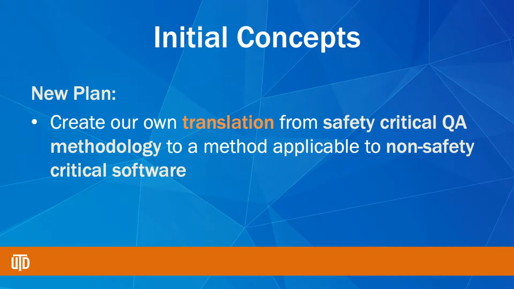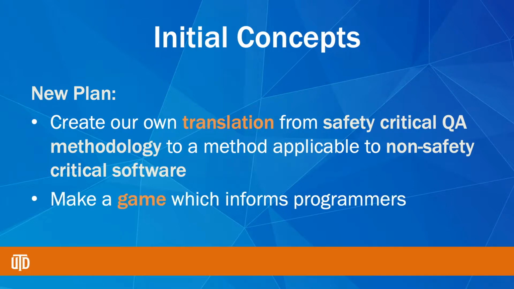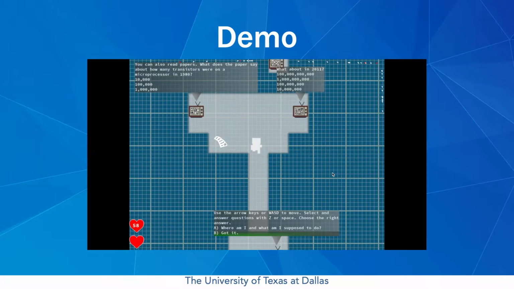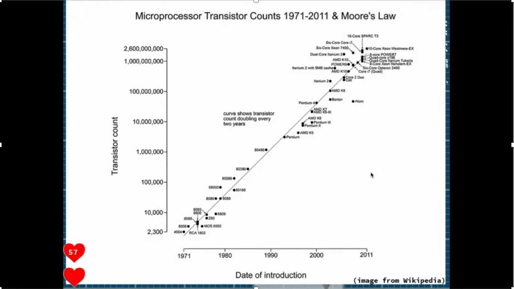Our new plan was to create a translation of an already in-use safety critical QA methodology such that it's applicable to most non-safety critical software. In addition to this, we wanted to make a game which can inform developers and programmers on these currently used safety critical methodologies. So we had multiple objectives in creating this game.